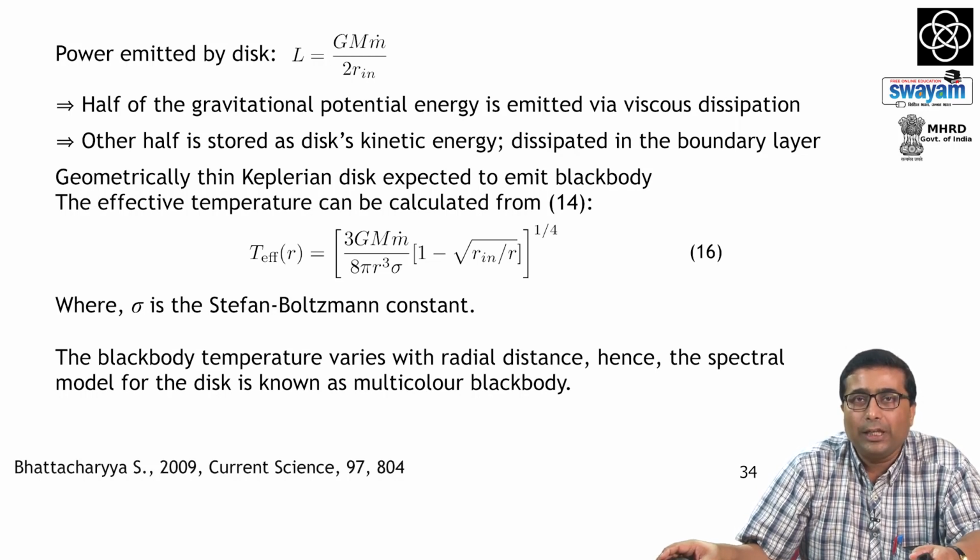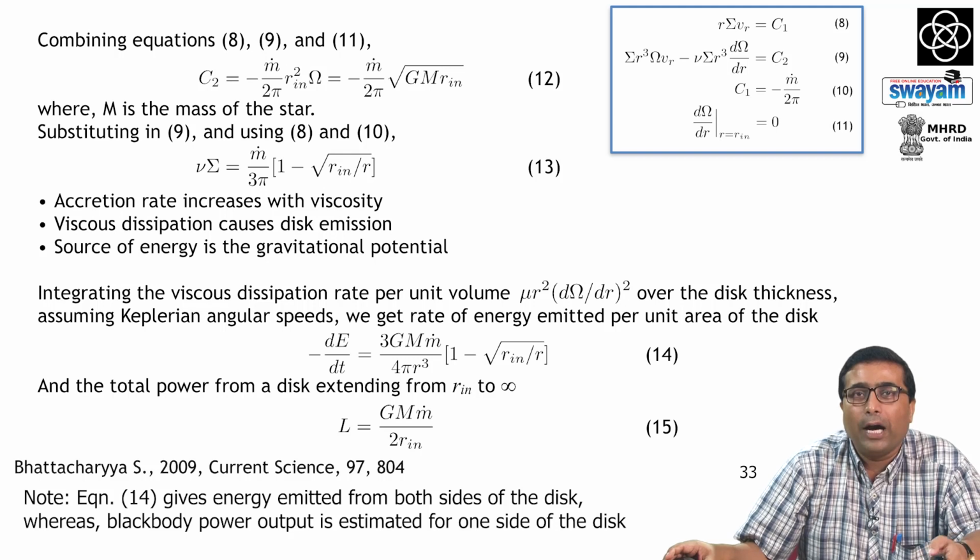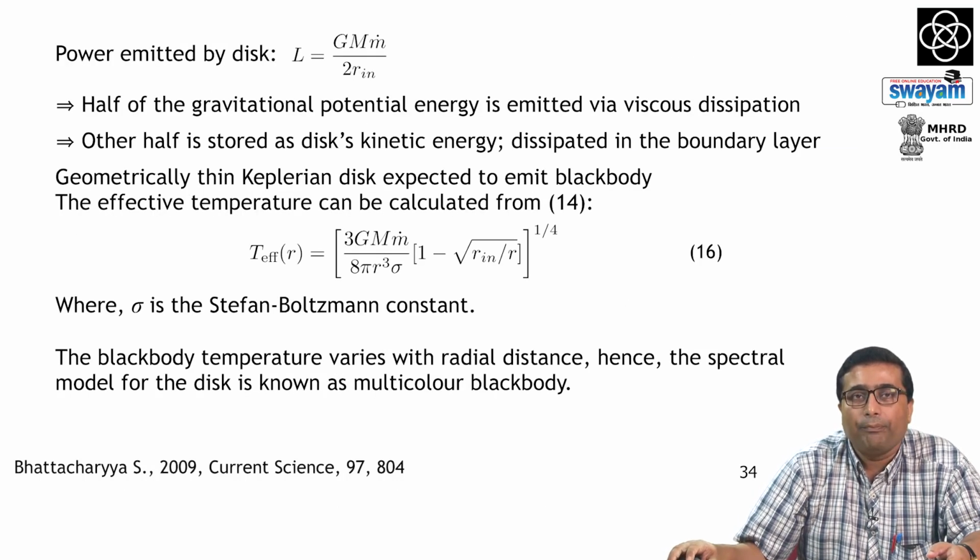It is expected that a geometrically thin Keplerian disk should emit like a black body. Therefore, the effective temperature T effective of R of the disk surface can be calculated from equation 14. Here, this can be equated with sigma T to the power 4, as we do for a black body, and we have to multiply this side with a half, because here we consider the entire energy emitted from both the surfaces of the accretion disk, but to calculate the temperature we have to look at one side. So, we multiply this with half. So, this will be 3 by 8 instead of 3 by 4, and we equate it with sigma T to the power 4, and we get the temperature T effective of the accretion disk as given by this formula.